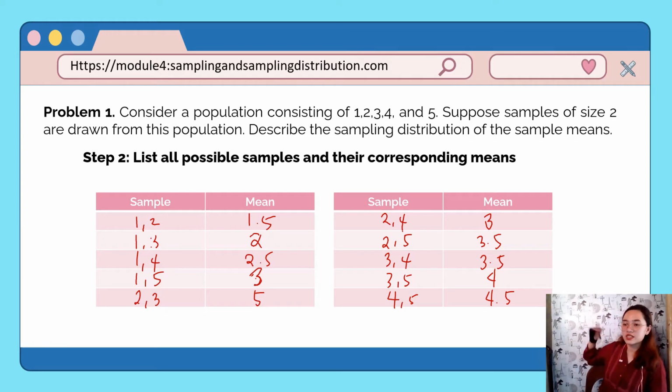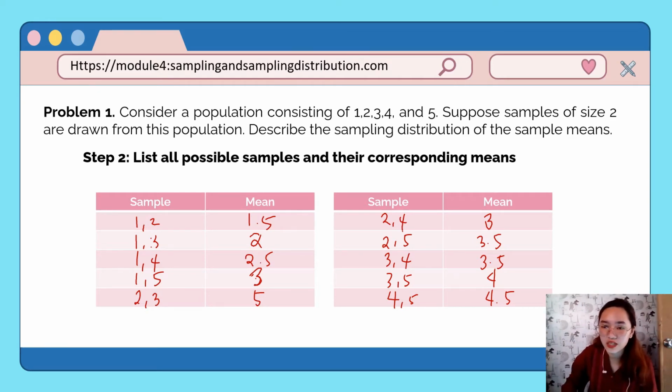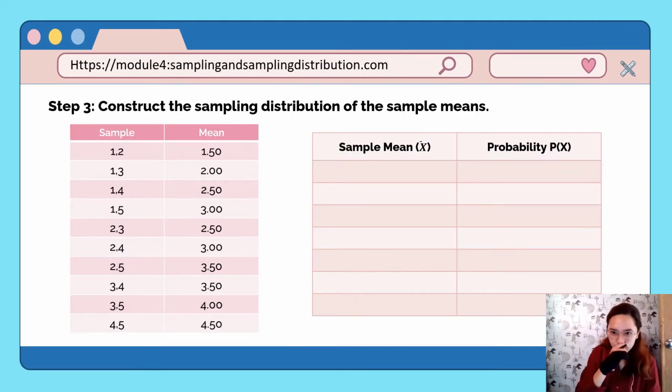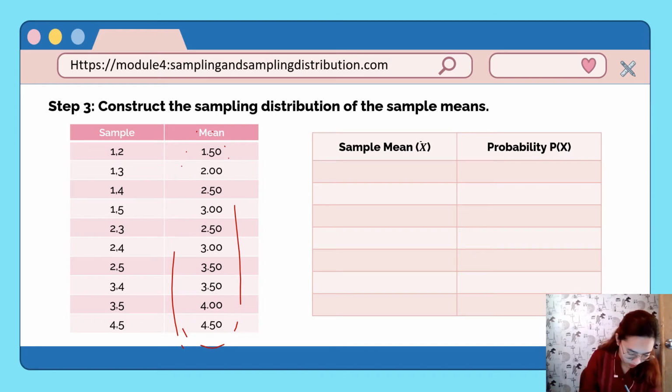Ayan. So guys, ang next natin gagawin ay yung ating sampling distribution. Again, ang sampling distribution, kailangan natin yung ating sample mean, then its corresponding probability. So ngayon, ang sample mean natin ay ito. Kailangan po natin gawin ng lowest to highest. So, we have 1.5, may 2, may 2.5, may 3, may 3.5, may 4, at may 4.5 ngayon. What is the probability that the mean of the numbers is 1.5? So, isa lang. 1 out of 10 lang.